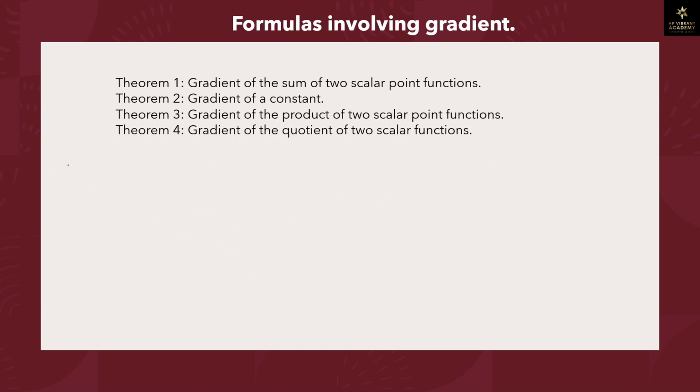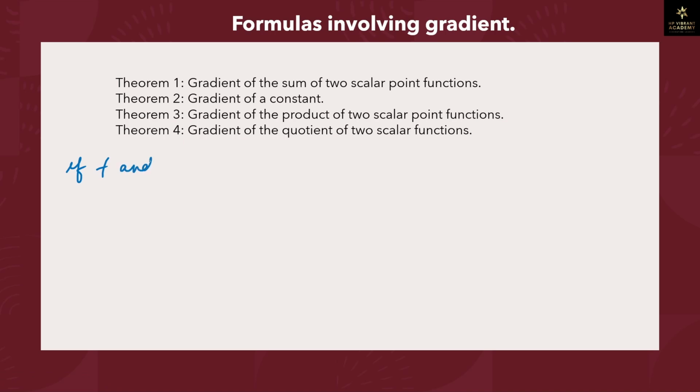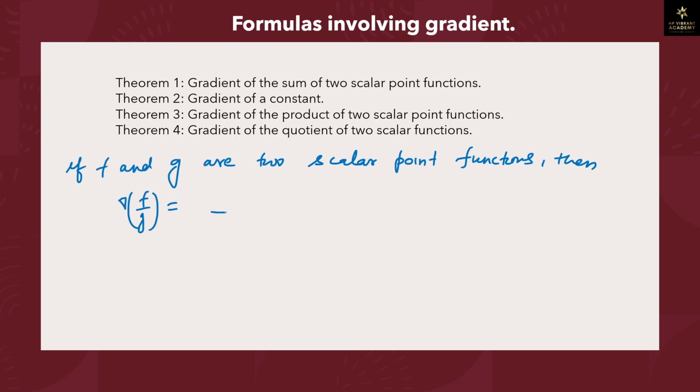Let us write down: if f and g are two scalar point functions, then del of f upon g is equal to (g del f minus f del g) upon g square. How will you prove this? How will we do it?